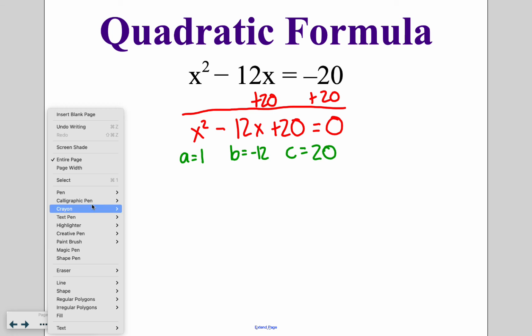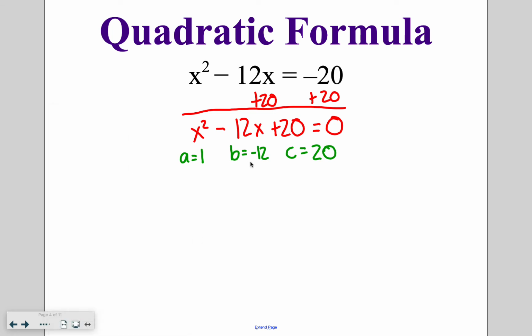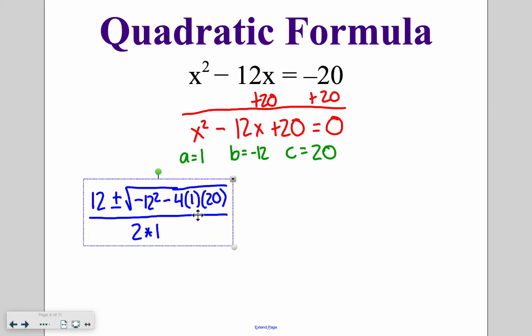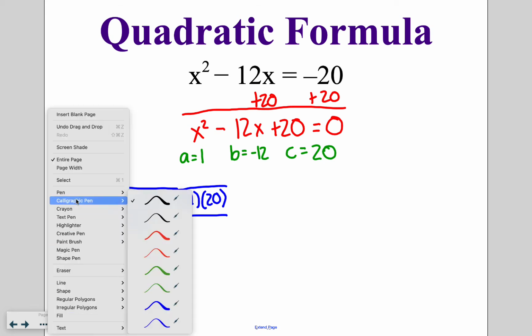So we are going to plug into our quadratic formula. The opposite of b, so 12, plus or minus the square root of b squared, so negative 12 squared, minus 4 times the a value of 1 times the c value of 20. And then the whole thing is all divided by 2 times a, which in this case is 1. So now before we solve, we're going to go ahead and simplify this so that it's a little bit easier for us to put into our calculator.